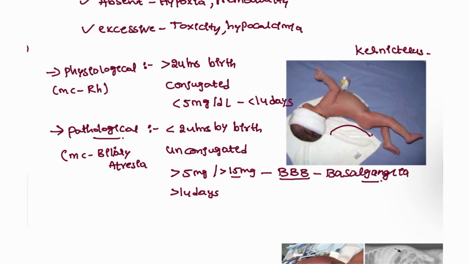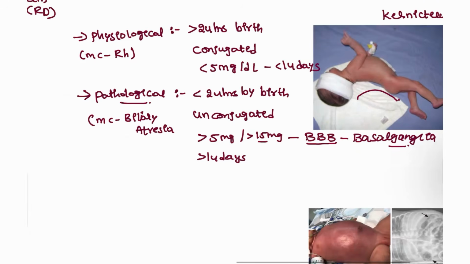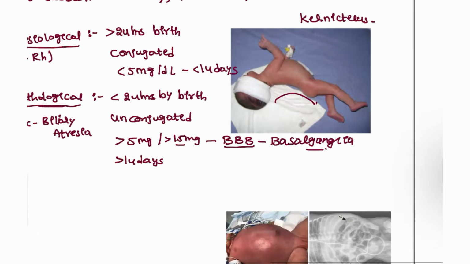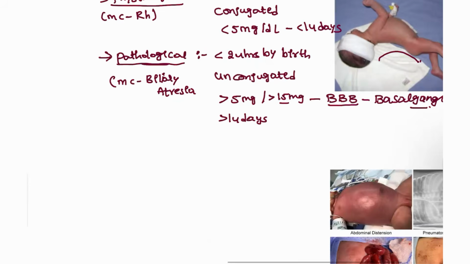Next, what is the treatment protocol? Physiological jaundice will disappear without treatment also. But pathological, you need phototherapy and also an exchange transfusion should be done. Okay, this is the difference, and here is the condition of kernicterus. Next, moving on to necrotizing enterocolitis.